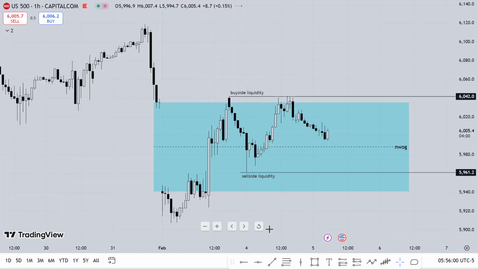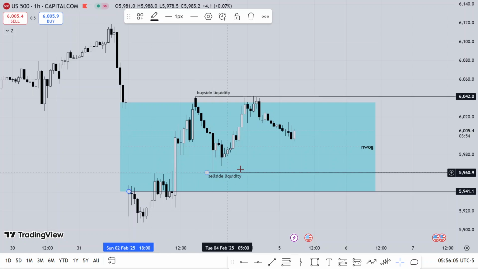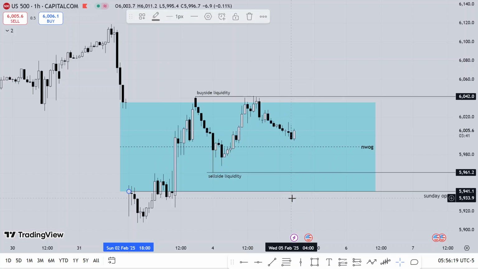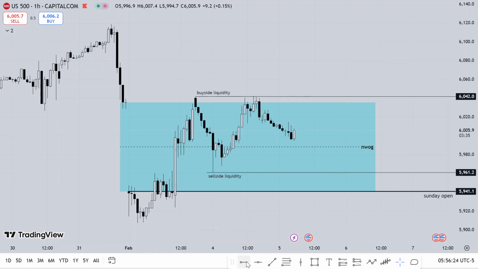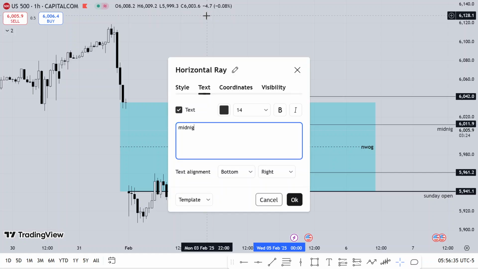So the 1 hour time frame. We're going to start our labeling. Here we have the Sunday's opening price. Wednesday midnight we opened here. So you have the midnight open.